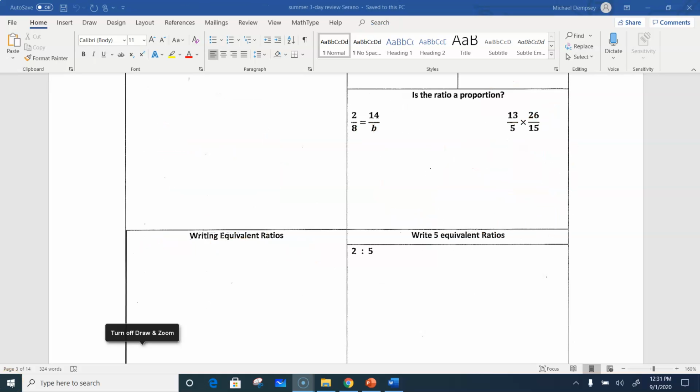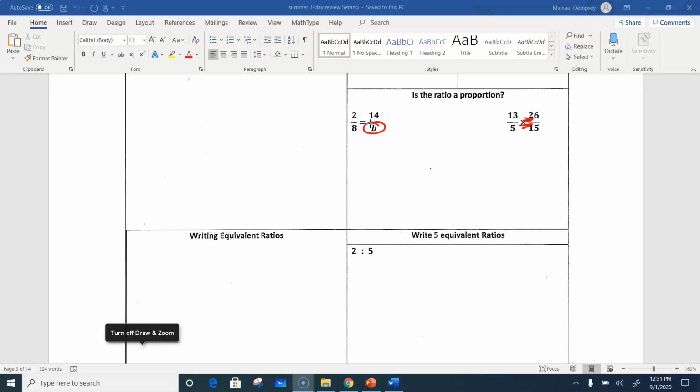So now the next part here is just a yes or no question. Is the ratio a proportion? You want to see if they're proportional to each other. Okay, so this really should be an equal sign over here. It looks like a typo. Is 13 over 5 equal to 26 over 15? Okay, this one we'd have to know what b is in order to answer that question. So if the two sides are equal to each other, that's a proportion, right?